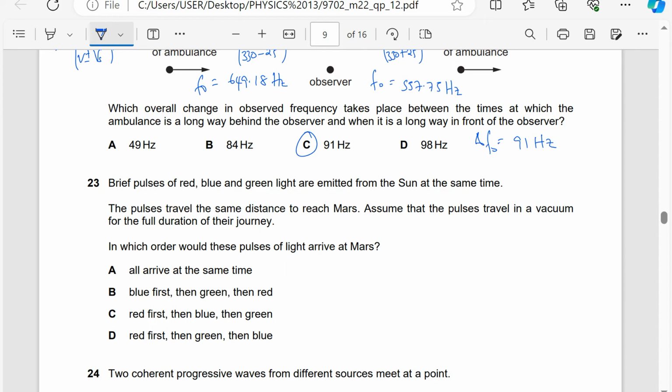Brief pulses of red, blue, and green light are emitted from the sun at the same time. The pulses travel the same distance, so same distance, same time, to reach Mars. Assume that the pulses travel in a vacuum, so that means the speed is constant. They are emitted at the same time. They are going to travel the same distance to Mars, and they travel in a vacuum, so they have the same speed.